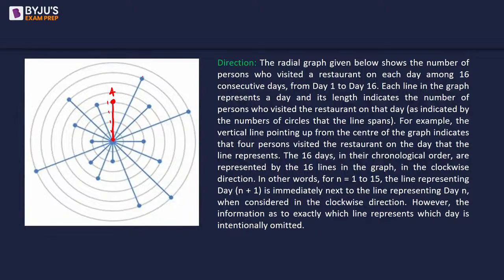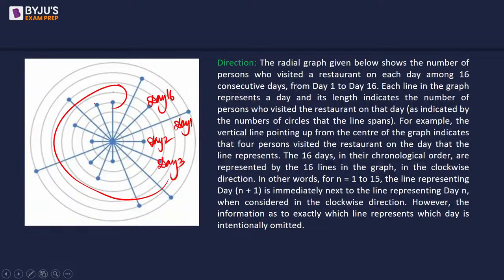We have a total of 1, 2, 3, 4, 5, 6, 7, 8, 9, 10, 11, 12, 13, 14, 15, 16. So we have got 16 lines, the 16 days in chronological order. Suppose this is day 1, so this is going to be day 2 and this is going to be day 3 and so on. Eventually this is going to be day number 15 and this is going to be day number 16. Though it is not known that this is our day 1, maybe our day 1 is this, and our day 2 is this, and our day 3 is this. Eventually day 16 turns out to be this. So we do not know which is our first day and which is our 16th day.